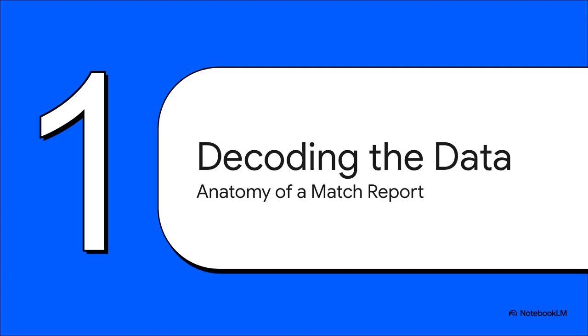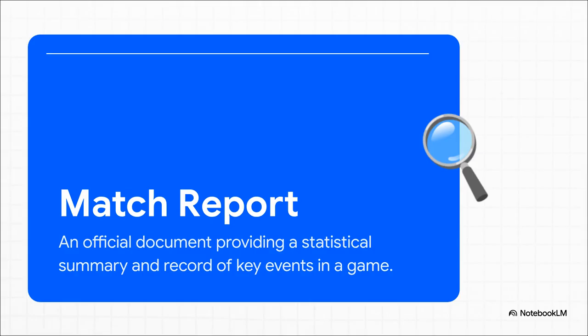All right, so first things first, we need to understand the evidence we're working with. Let's break down the anatomy of a match report and figure out what clues we should be looking for. So what is a match report, officially? Well, it's a document that gives you a complete statistical summary and a play-by-play of all the key events in a game. It's designed to be this totally objective, factual account of everything that happened in those 90-plus minutes.